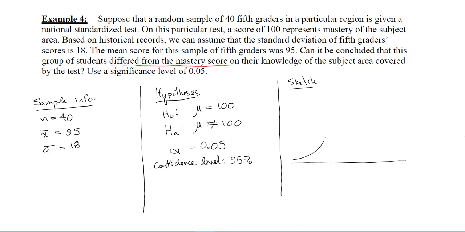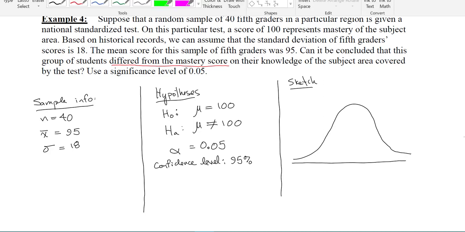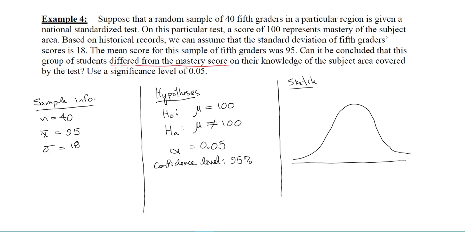Like this, and I'm going to mark it. So what I need to do is draw my shaded regions. And since it's a two-tailed test, my shaded regions are going to be on both ends.